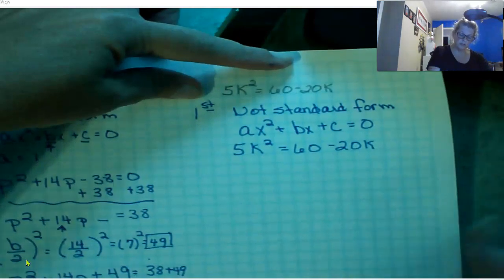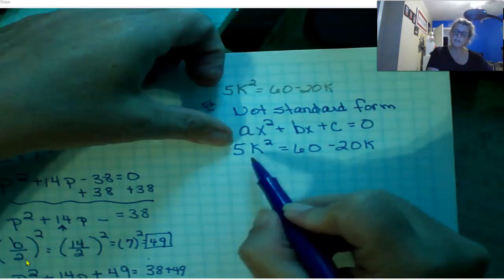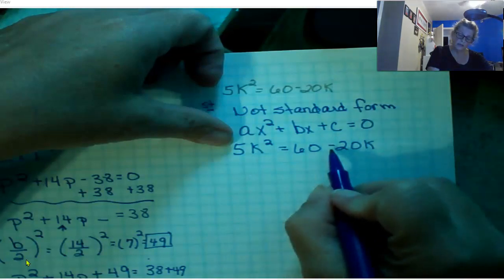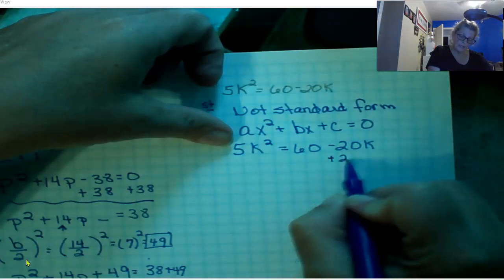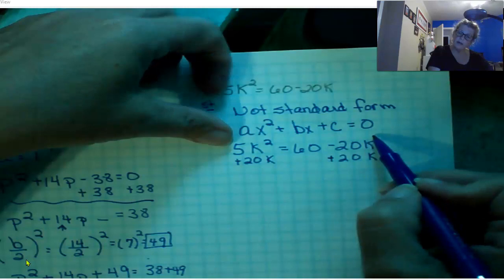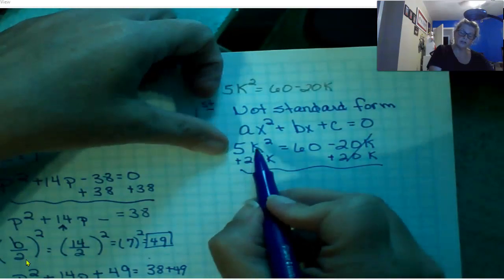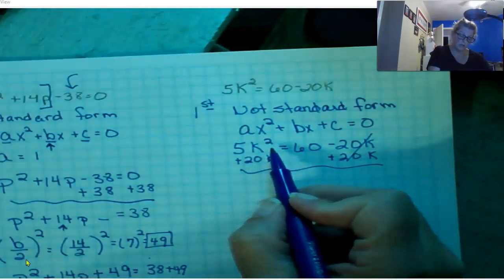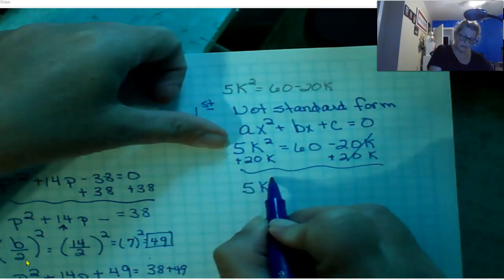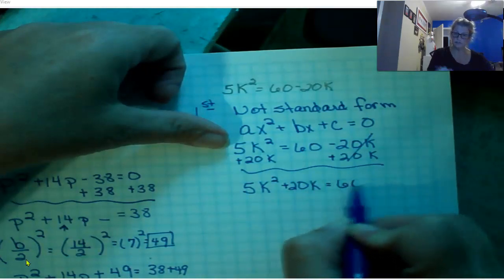Excuse me. So what I'm going to do is get everything on the same side of the equal sign. Since my 5k squared is here, I'm going to go ahead and move everything else over. So this is a minus 20k, so I'm going to add 20k to both sides. Okay. A positive and a negative are opposites, so they'll go to 0. These are unlike terms. One has an exponent of 2 and the other one has an exponent of 1. So I now have 5k squared plus 20k equals 60.